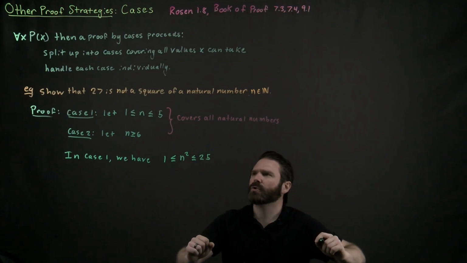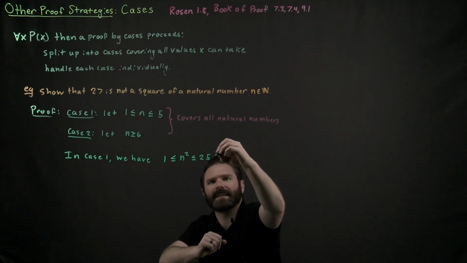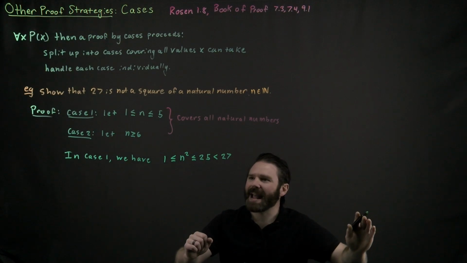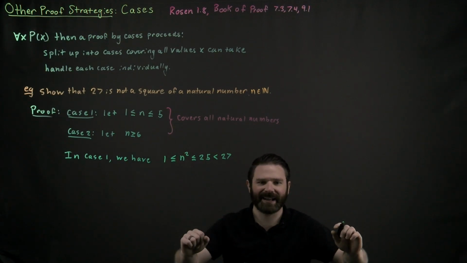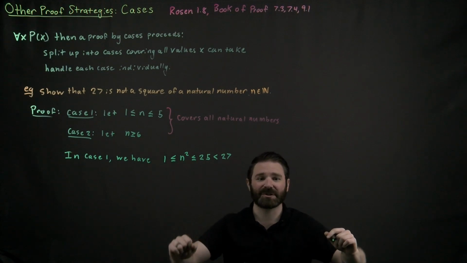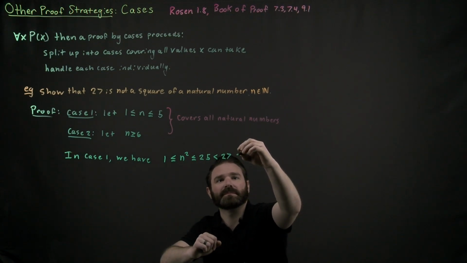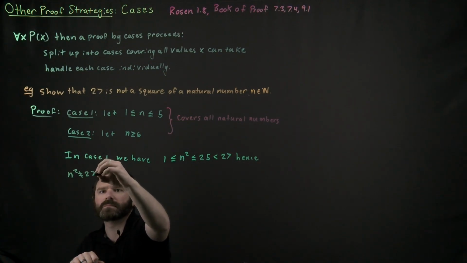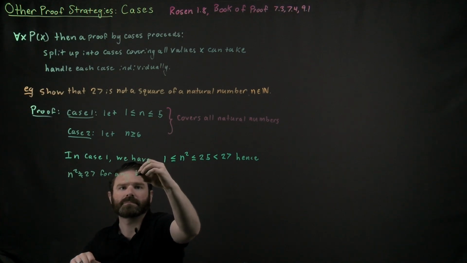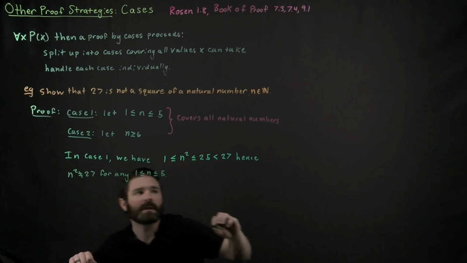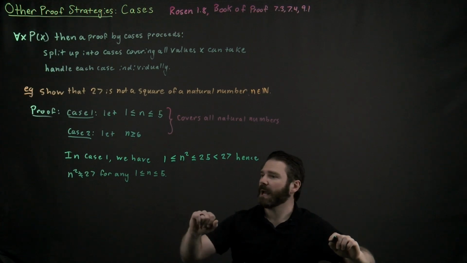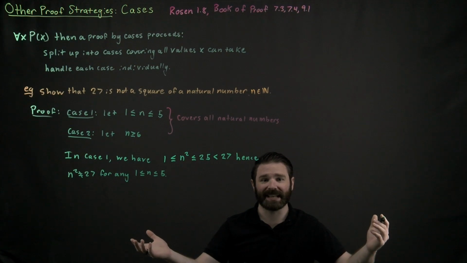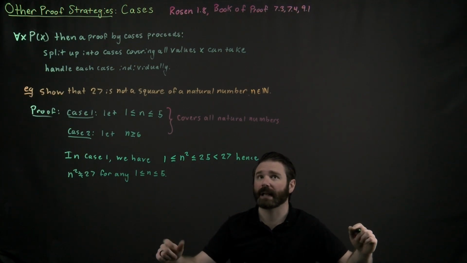Well, notice 25 right here is less than 27. So there's no way that any number between 1 and 5, when you square it, becomes 27. And that case is now finished. I know that for any value of n between 1 and 5, if I square it, I'm not going to get 27. So now let's go ahead and consider case 2.